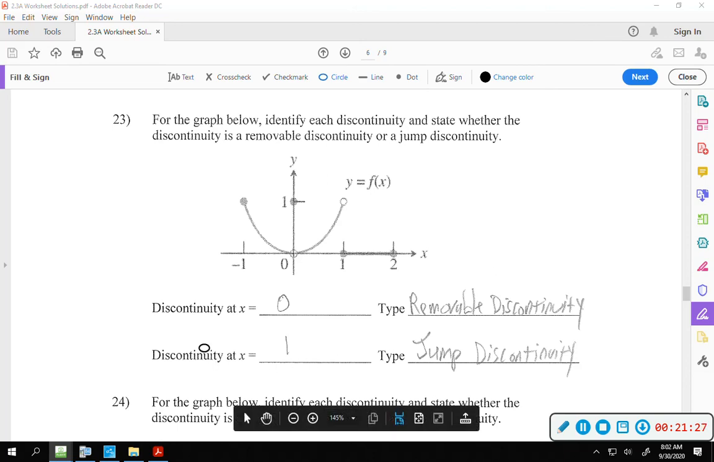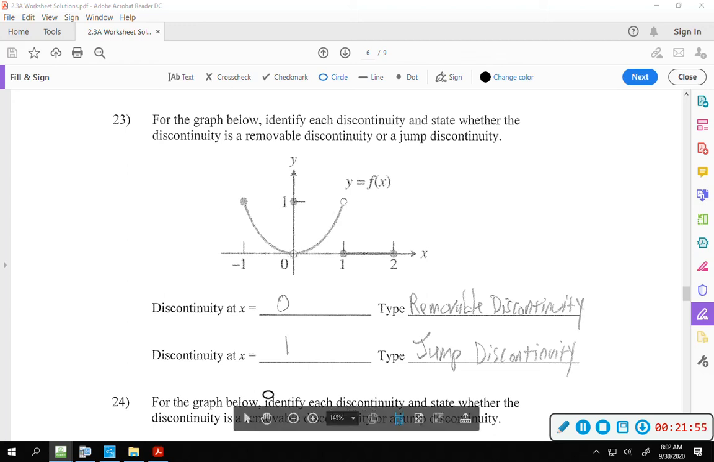So we have a discontinuity at 0. Because the left-hand limit equals the right-hand limit, there is a limiting value, but f at 0 is 1. This point has been removed and placed up here. So it's a removable discontinuity. If we want to make this function continuous at x equals 0, we would simply take this point from here and put it here. Okay?